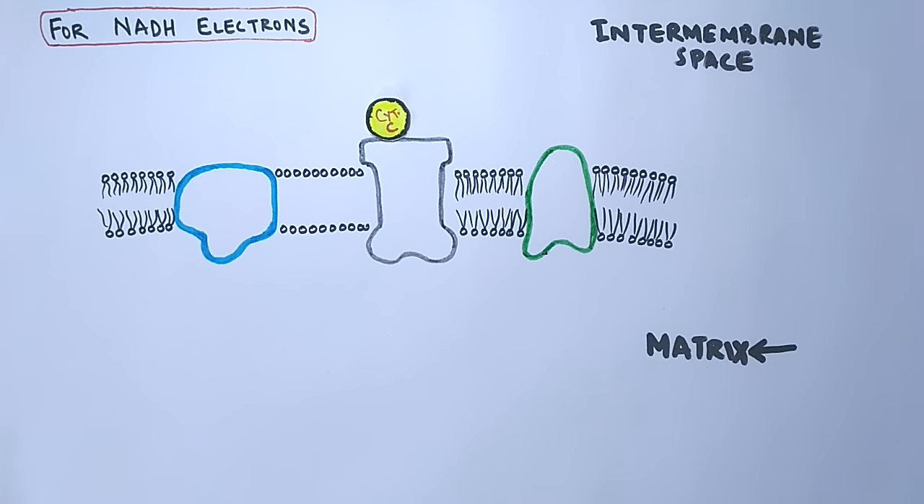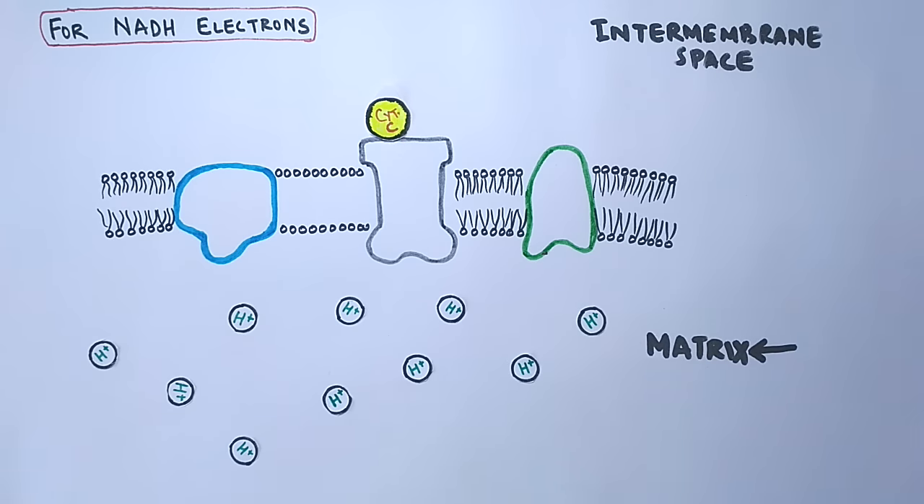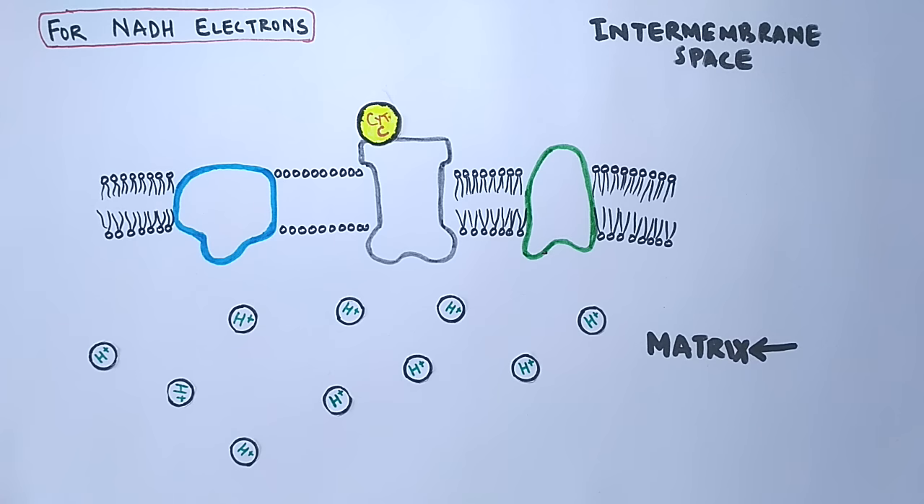Now, what work is to be done by the electrons delivered into this transport process? We know that in the matrix we have a high concentration of protons, and these protons need to be transported out of the matrix to create an electrochemical proton gradient, so that we can produce ATP from the proton motive force. So, let's start the electron transport chain now.